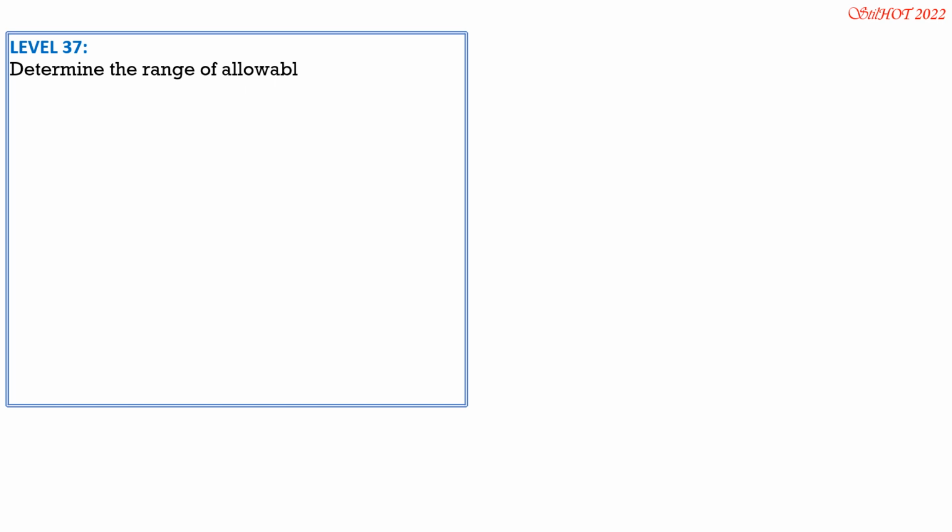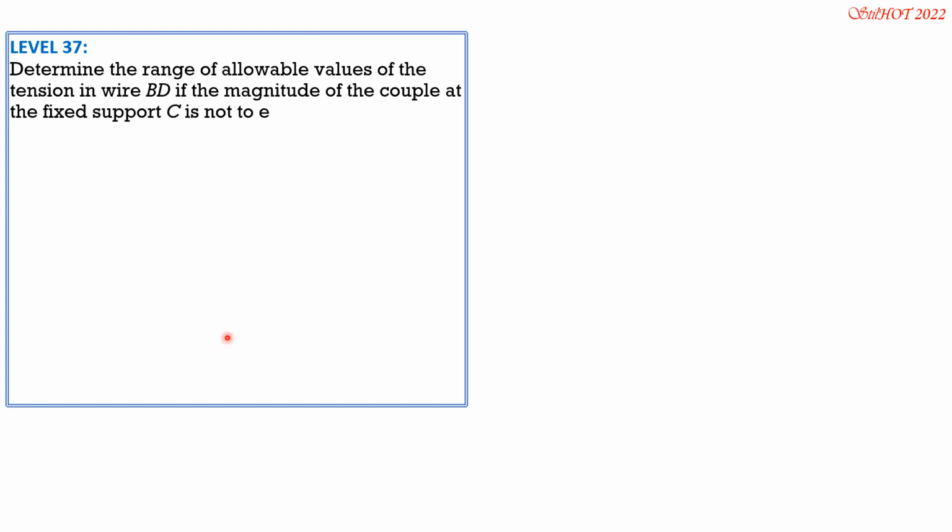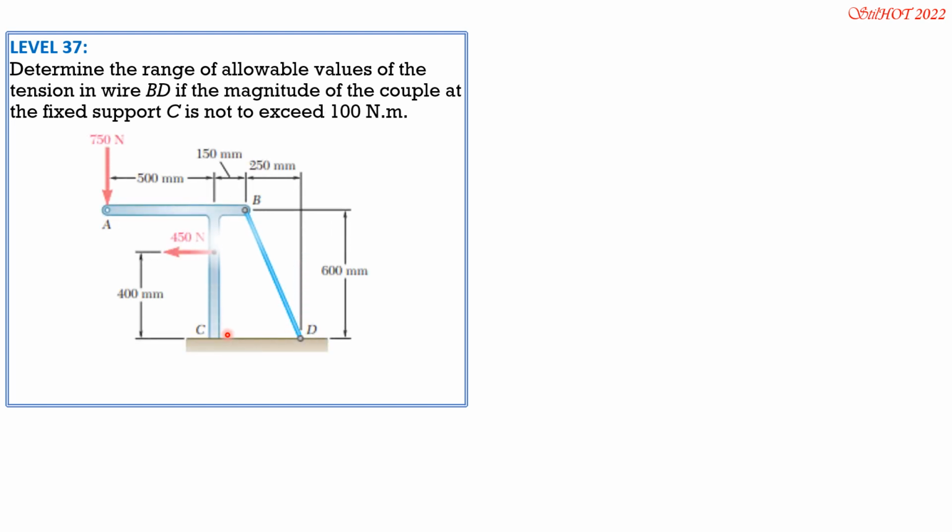Determine the range of allowable values of the tension in wire BD if the magnitude of the couple at the fixed support C is not to exceed 100 Newton meter. So here, we will denote the tension in BD as T, and it has two components. This angle is arctan of 600 over 250, 67.38 degrees. Then component reactions at C.